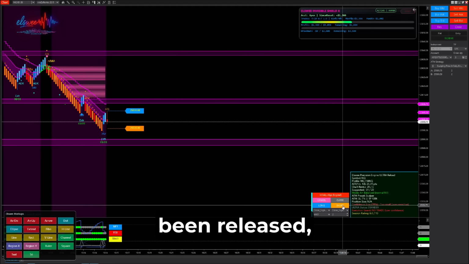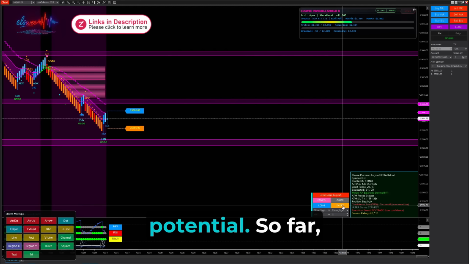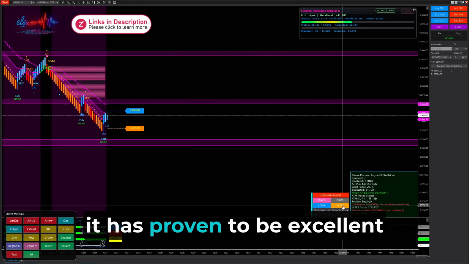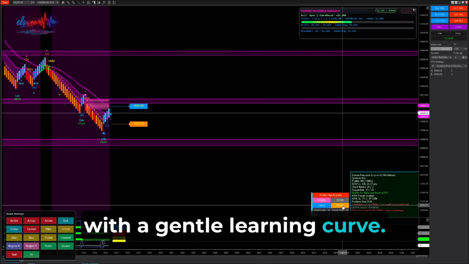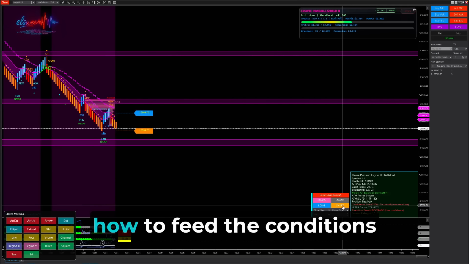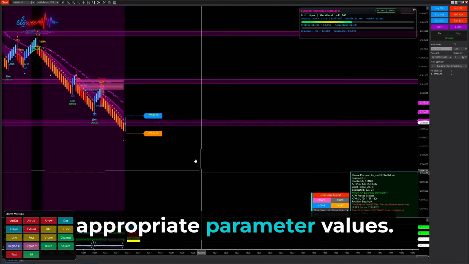The system has just been released, so there's still a long way to go before unlocking its full potential. So far, it has proven to be excellent and very easy to configure with a gentle learning curve. The key focus now is learning how to feed the conditions correctly, using the proper logic and appropriate parameter values.